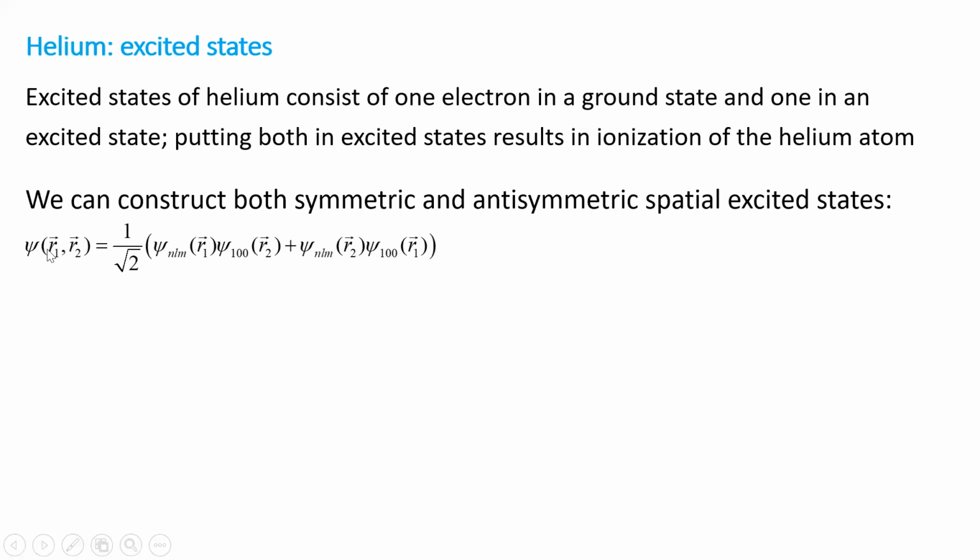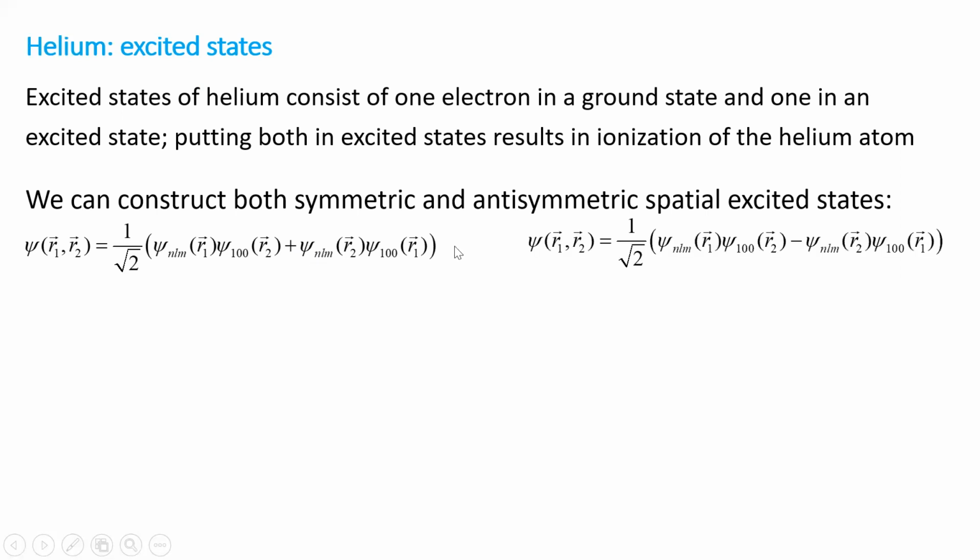So the two electron wave function for helium would be with this normalization factor 1/√2, an excited state NLM for the first particle, the ground state for the second particle, plus NLM for the second particle times the ground state for the first particle. And you can see that this is symmetric. If you switch R1 and R2, we get the same thing back again.